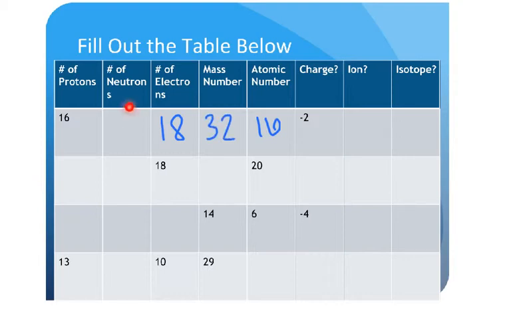To find the number of neutrons, I simply take my mass number minus my atomic number, or number of protons, which is the same thing, and that will give me my number of neutrons, which is 16.